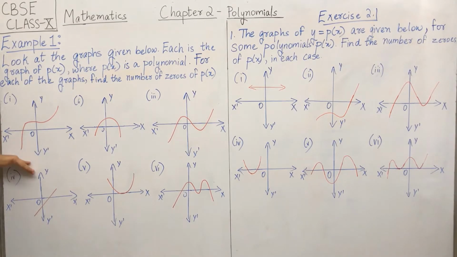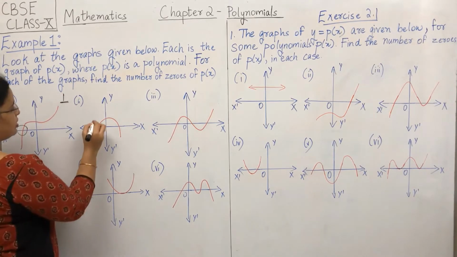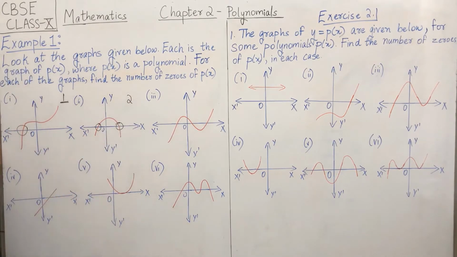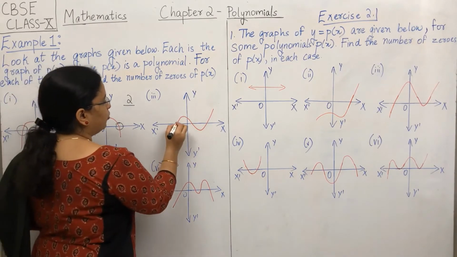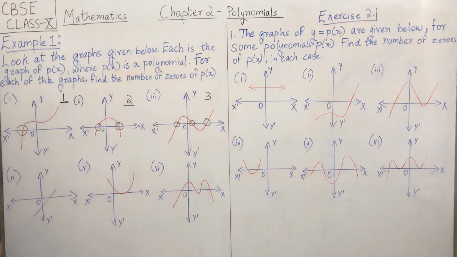First question. Just look at how many points this graph intersects the x-axis. Here, only here, right? So number of zeros, 1. In this case, it intersects the x-axis at 2 points, so number of zeros, 2. In this case, it intersects at 1, 2, 3 points. Number of zeros, 3. So just look at the intersection points, that is where the graph intersects the x-axis.